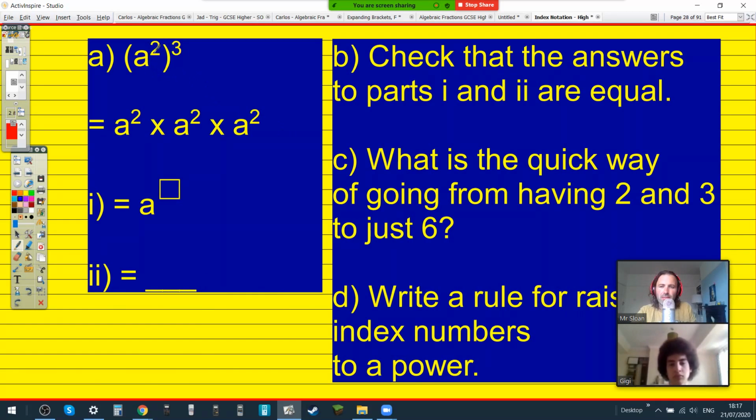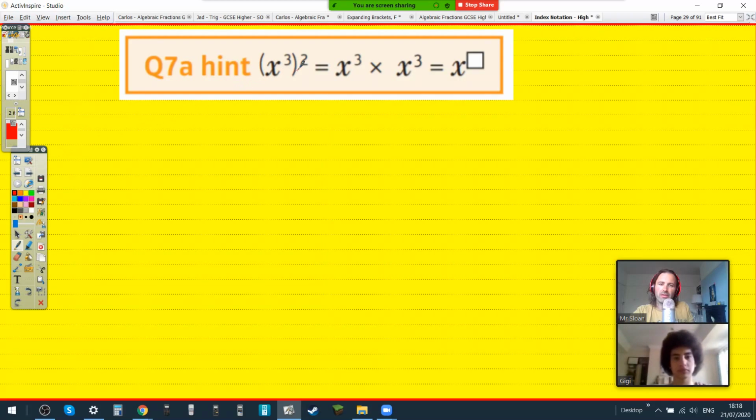A squared cubed is the same as a squared times itself 3 times. What does that simplify down to? A to the power of 6. Well done. What is the quick way of going from having 2 and 3 to just 6? Timesing them. Yes. And so power to a power, you multiply them. How about this one? A to the power of 6.